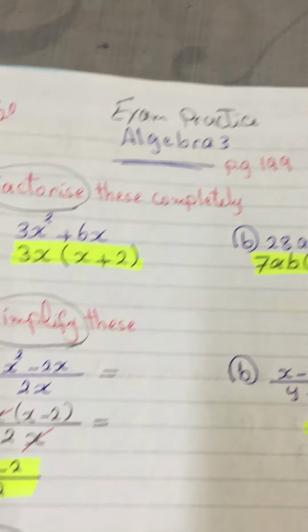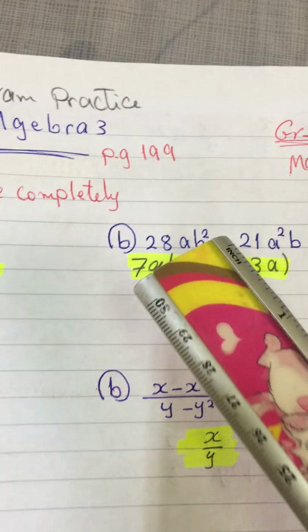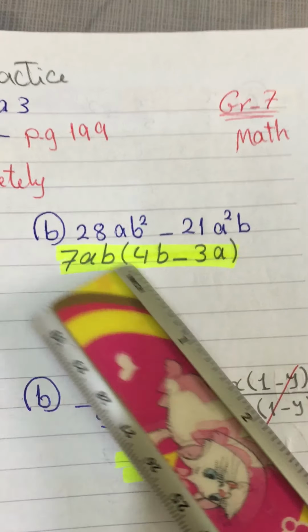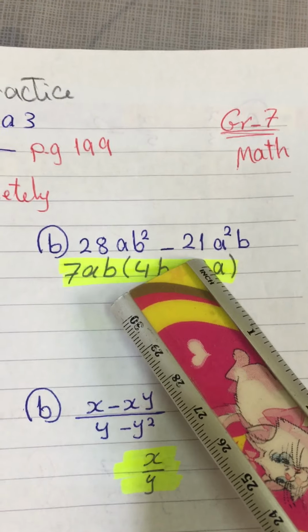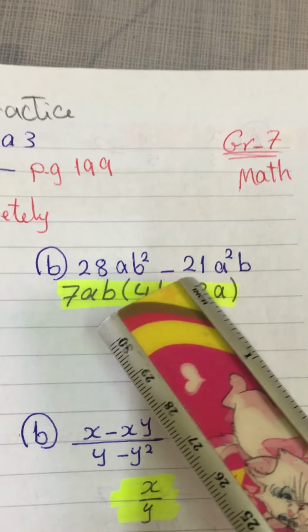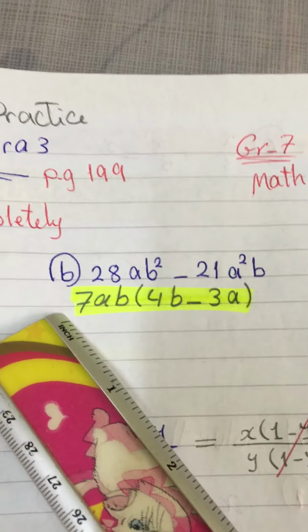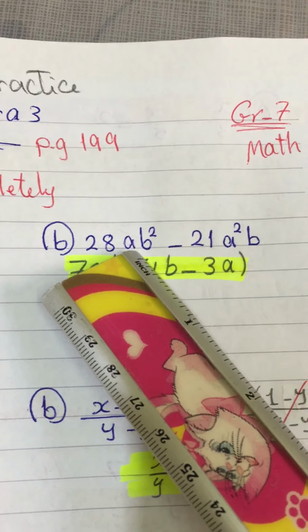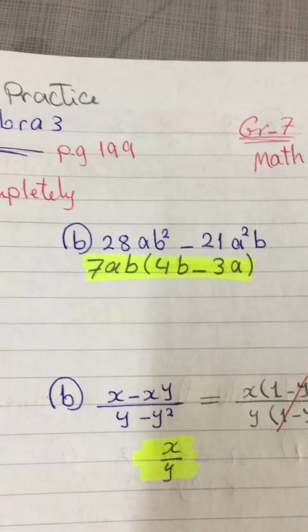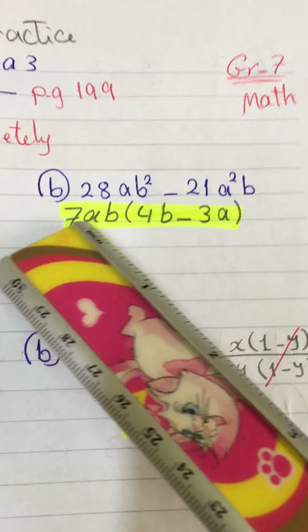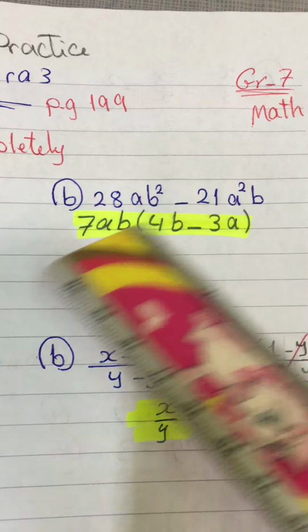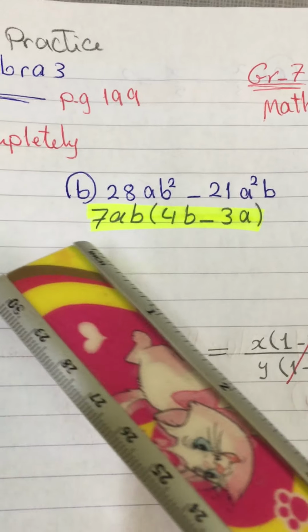Factorize this completely. Letter B in question 1. I am on page 199. I have 28ab squared minus 21a squared b. I'll take a common factor between 28 and 21, which is 7. I'll take a common factor between a and a squared because a is repeated in both terms, so I can take a as a common factor. Okay, I'll take the least power, a. B and b, we have b squared and b. I'll take the least power b. So the common factor is 7ab.